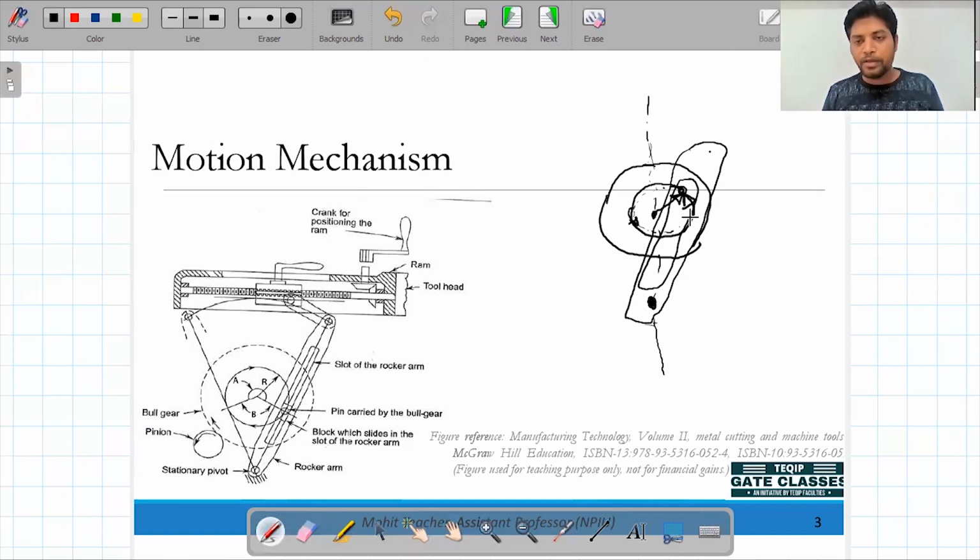Now what is happening because of that: this is the slot bar, the slot. As this is moving, this slot is over this screw. So when it rotates, that will also carry along with it. For example, if this is here, whatever this one over here, then this slotted rocker arm will be like this in this position.